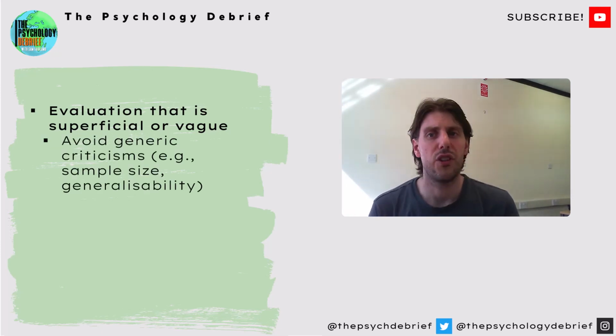You should try to avoid generic criticisms like this. A good way of knowing whether your criticism is generic or not is to consider whether you could have written this criticism in your previous assignment, or whether it could be applied to a range of topics. If so, it probably doesn't offer too much value to the current question.